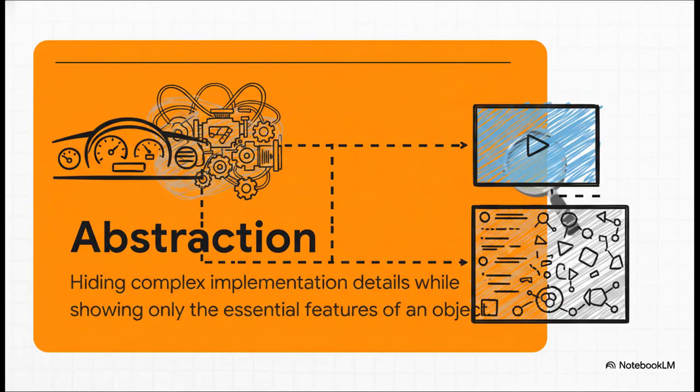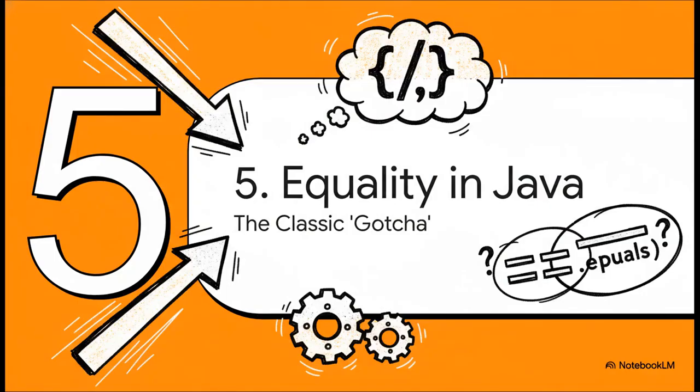And finally, there's abstraction. This is all about hiding the messy, complex reality and only showing the essential parts. Think about driving a car. You see a simple steering wheel and pedals, right? You don't see the complex engine mechanics working underneath. Abstraction does the exact same thing for our code, making it so much easier for other programmers to use and maintain.